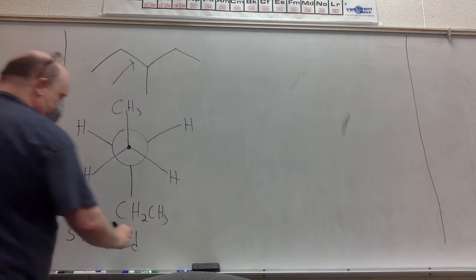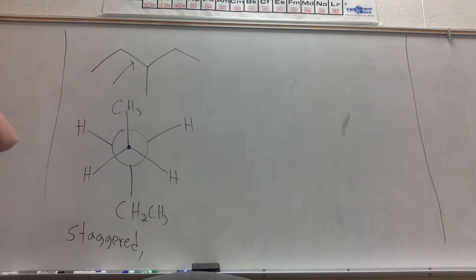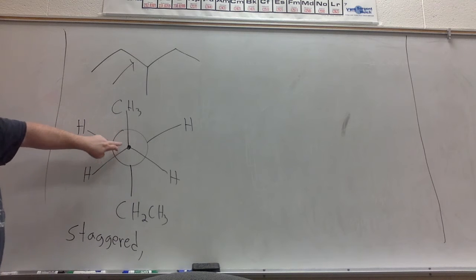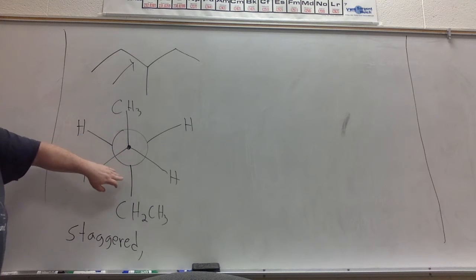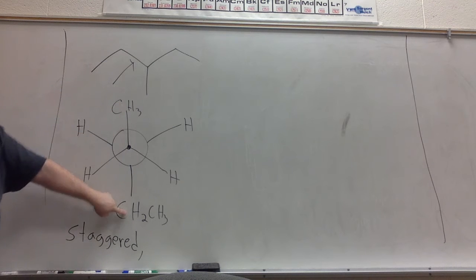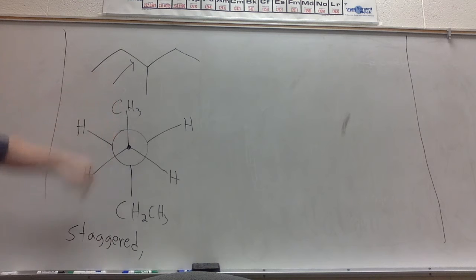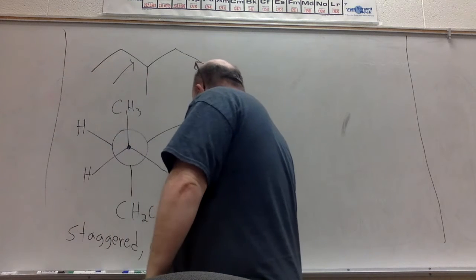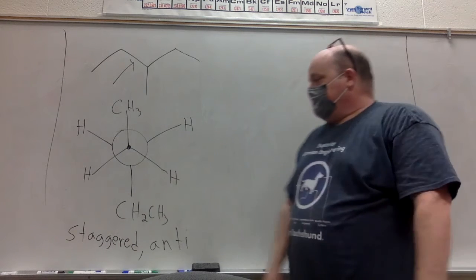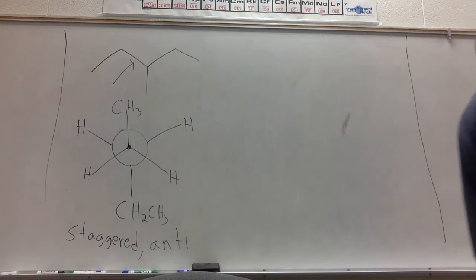Another descriptor that you can use specifically with staggered conformations is anti or gauche. That's basically a descriptor of the relative positions of the biggest group on your front carbon and the biggest group on your back carbon. The biggest group on the front carbon is methyl, the biggest in the back is ethyl. They're completely opposite, so those are referred to as anti. Staggered anti is always the most stable conformation. That's the lowest energy.